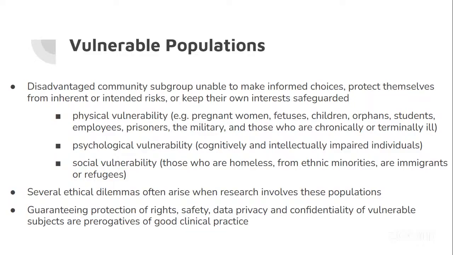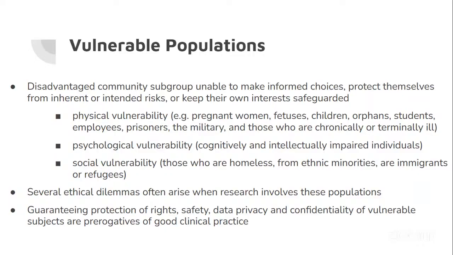And when we talk about the informed consent, we also need to take into account the vulnerable populations. So, who are the vulnerable populations? These are the disadvantaged community subgroups unable to make informed choices, protect themselves from inherent or intended risk, or keep their own interests safeguarded. So there are three kinds of vulnerabilities. Number one is the physical vulnerability. Number two is the psychological vulnerability, and then we have the social vulnerability. When we talk about the physical vulnerability, we've got pregnant women, fetuses, children, orphans, students, employees, prisoners, the military people, and those who are chronically or terminally ill.